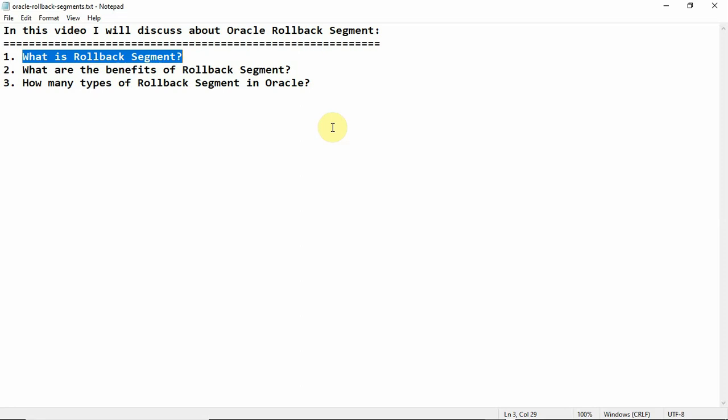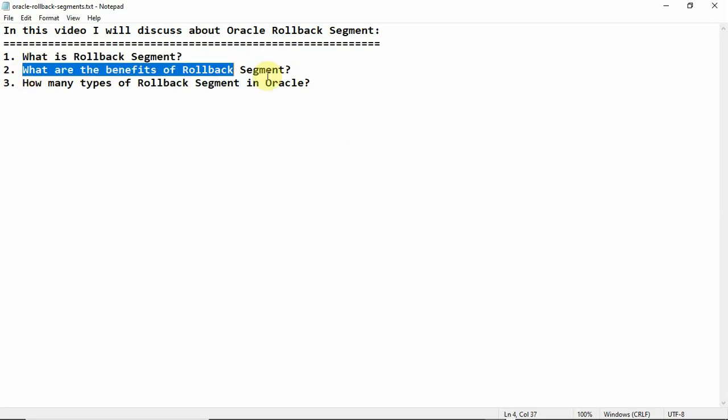I repeat: the first benefit is to undo the changes when a transaction is rolled back. Number two is to recover the database to a consistent state in case of database failure. And number three is that it ensures read consistency. That means other transactions do not see the uncommitted changes made to the database. Okay, so these are the benefits of rollback segment.